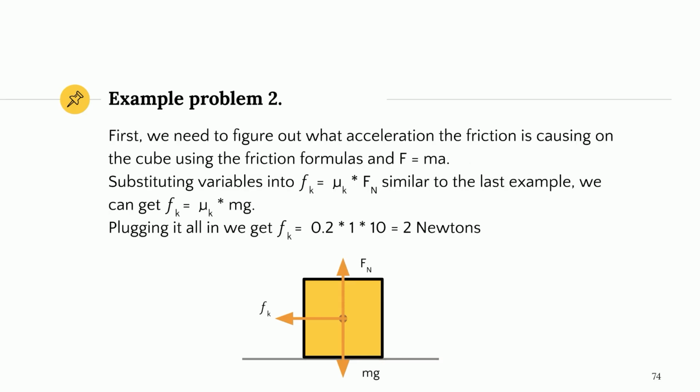Okay, let's get started. First, we need to figure out what acceleration the friction is causing on the cube using the friction formulas and F equals ma. Substituting variables into Fk equals mu k times Fn, similar to the last example, we get Fk equals mu k times mg. Plugging it all in, we get F of k equals 0.2 times 1 times 10 equals 2 newtons. Let's see if that helps some of you out. I'm going to give 10 more seconds before I go on to the next slide.